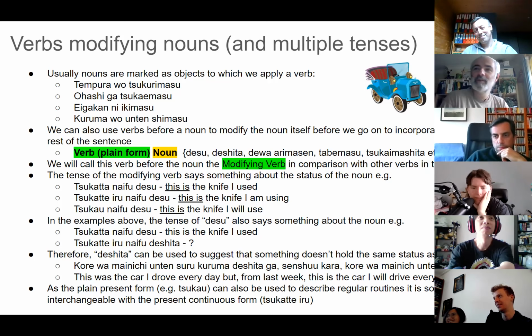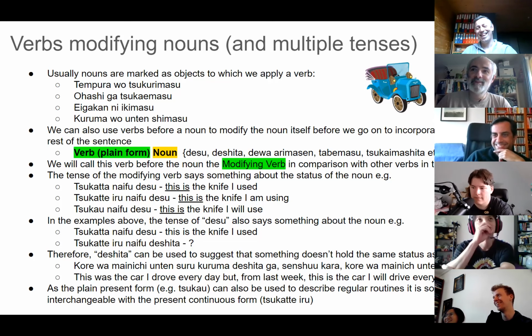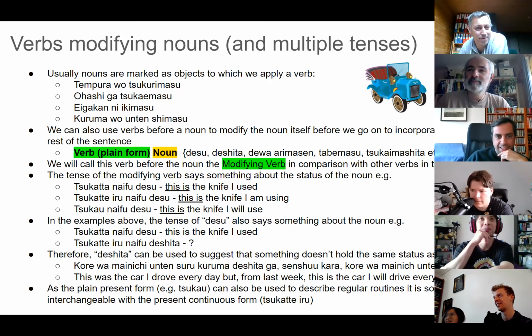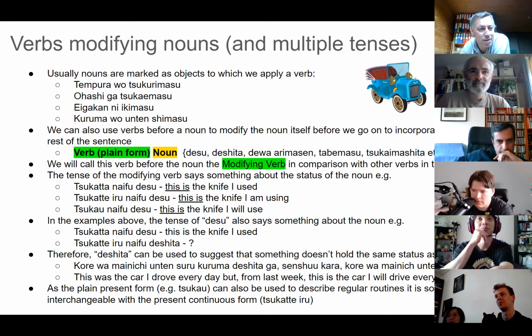No. No? Can I ask something? Is it about a cat? No, about this. Oh, okay. Grammar. If it's Japanese, yeah, sure, go ahead. So what is the difference between 使ったナイフです and, below the text in the examples above, the tense of desu? What's the difference between these two?